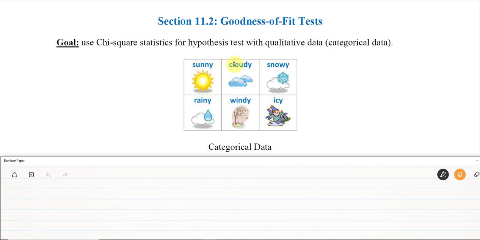When you are asked about the weather that you like, you may answer that you like sunny, cloudy, snowy, rainy, windy, and so on. So these are the qualitative data. Qualitative is different from quantitative, which is the numerical value. This is not a numerical value, but it is about the letter, the word, and so on.